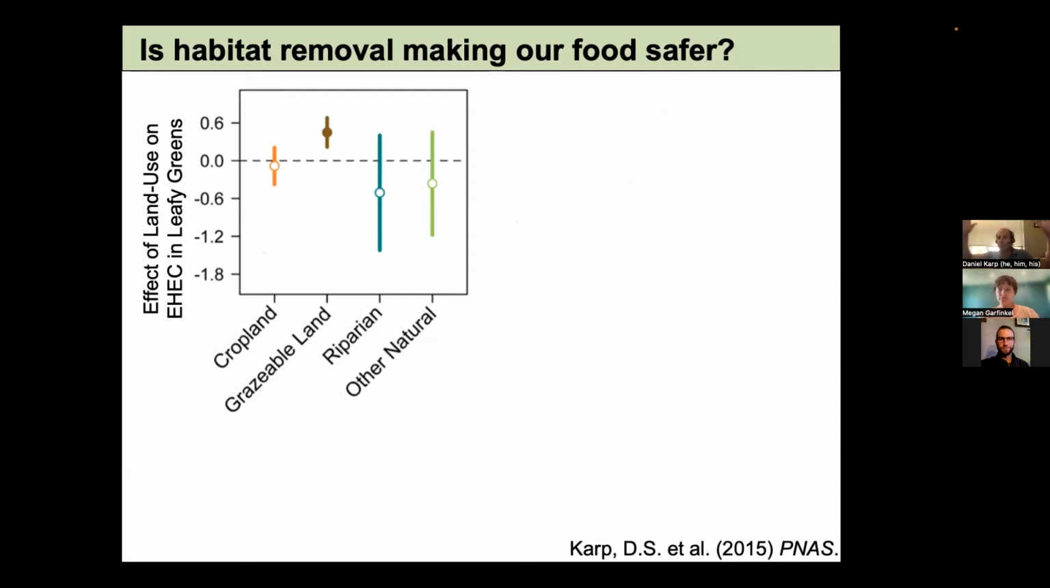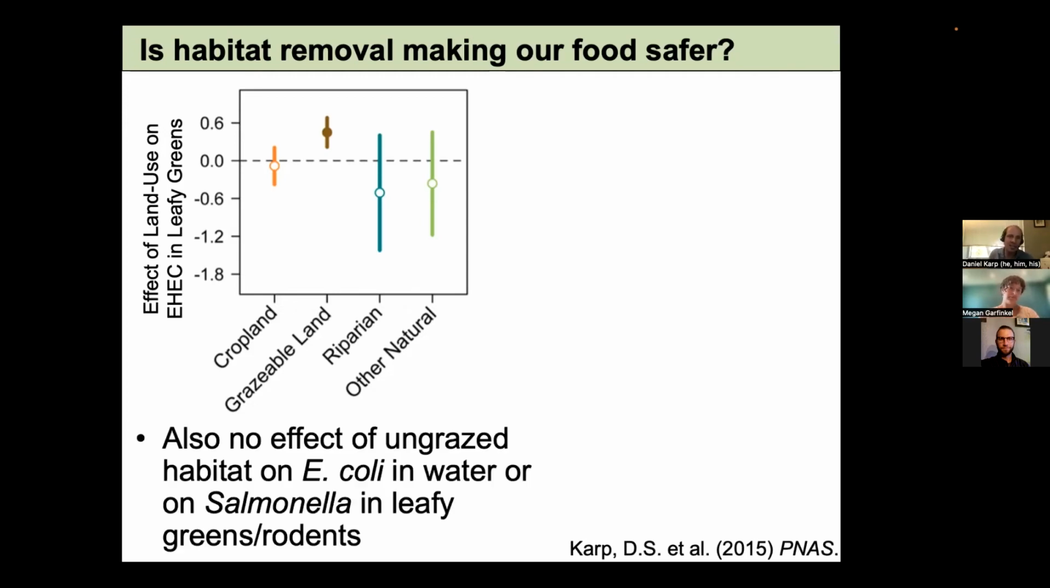We did see a positive effect of grazable land. So if you had more grazed land around your farm field, it was more likely that you had a leafy green that tested positive. And that's not surprising. We know that E. coli, the pathogenic E. coli, came out of confined animal feedlot operations carried by cattle a lot. But we didn't see that effect of riparian or other natural habitats. And if we look at the effect of the ungrazed habitats on E. coli in water or salmonella in leafy greens or rodents, we also didn't see any significant effects there.